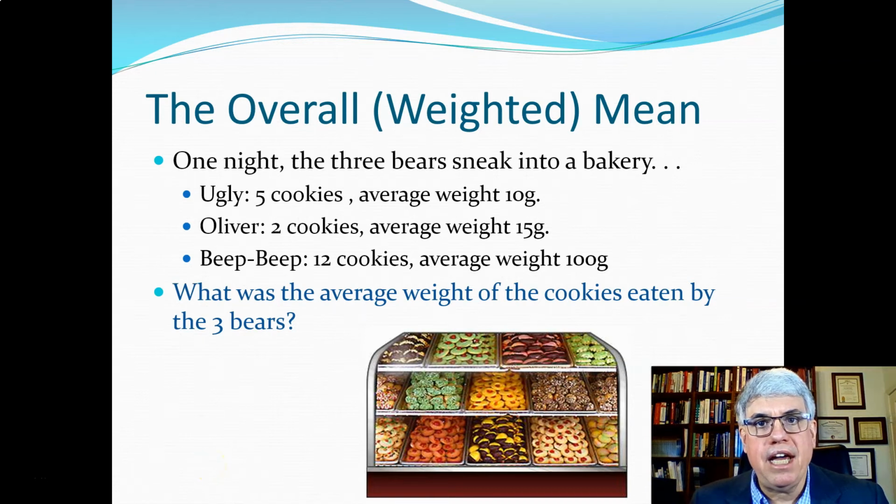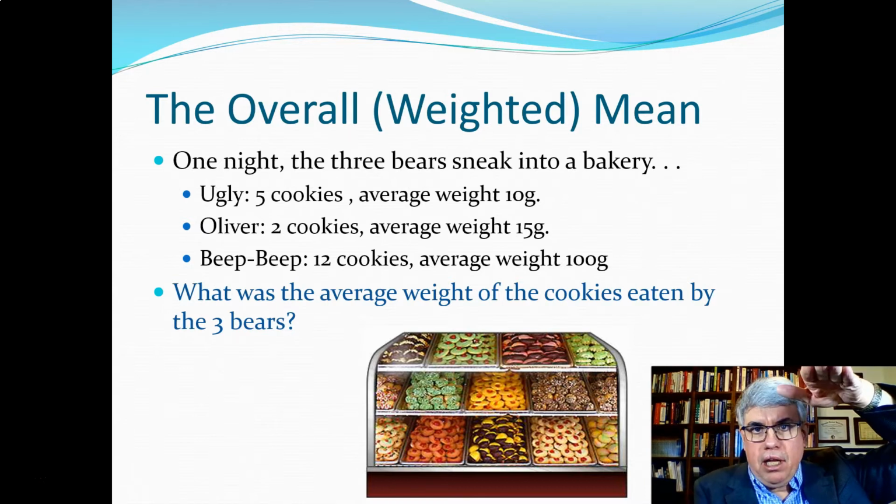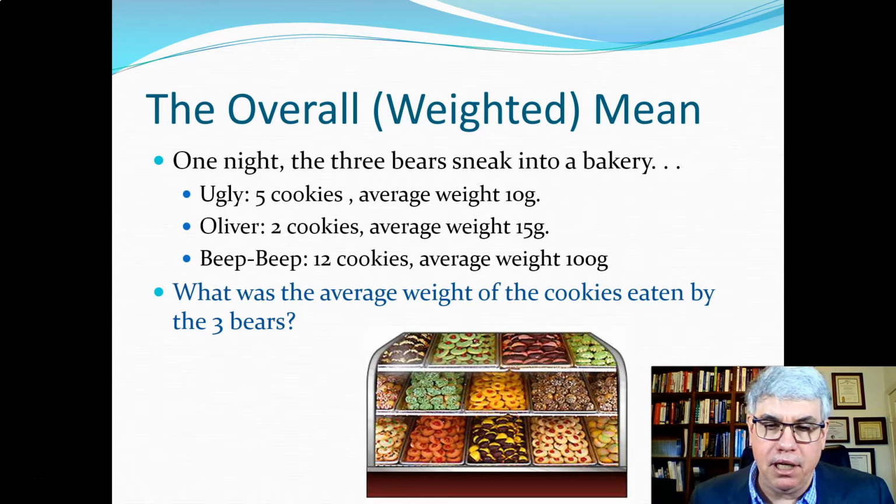Let's look at how to calculate another type of mean. We're going to look at the overall or the weighted mean. Up to this point, when we've been calculating means, we've had a list of numbers, we've added them all up and divided by the number of numbers that we had.